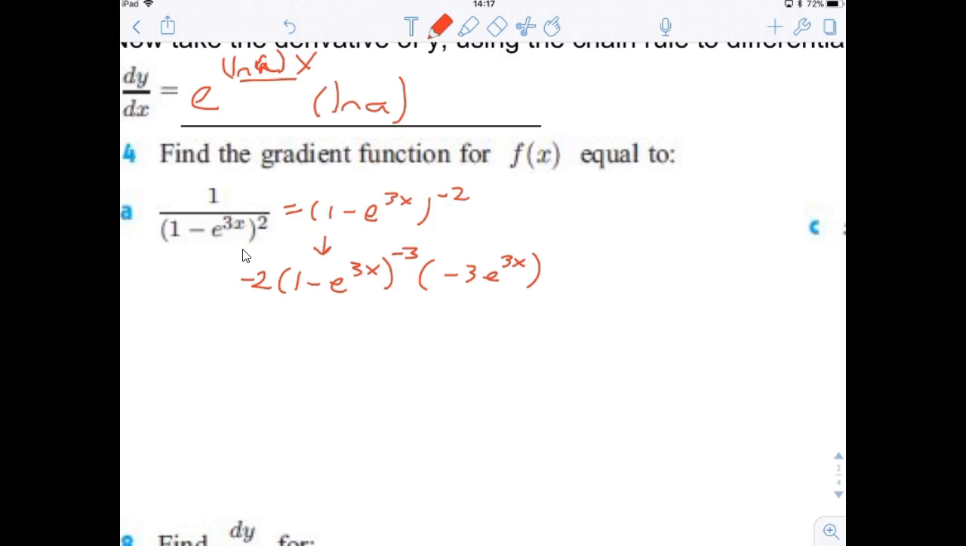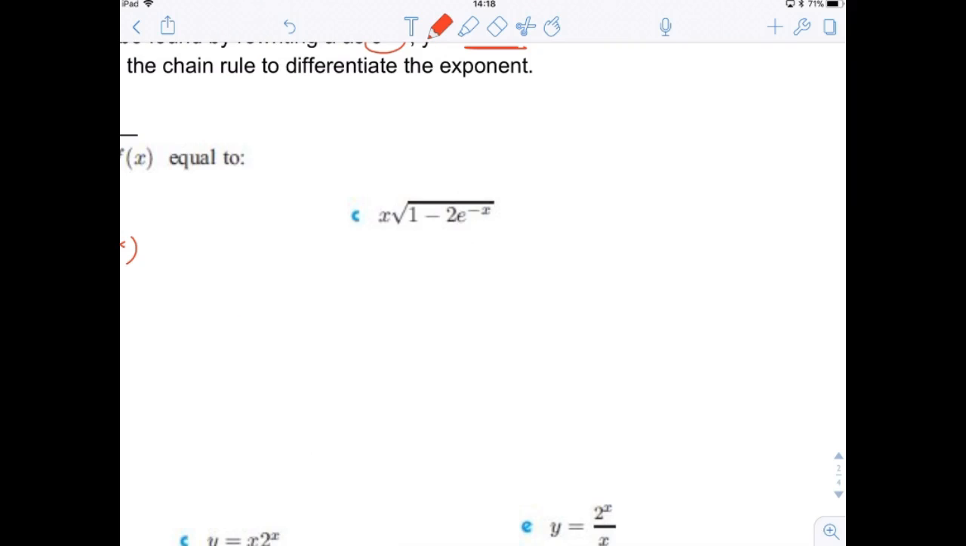If we want to rewrite it as a fraction, negative 2 times negative 3 is 6. On the top, we're going to have e to the 3x, and on the bottom we're going to have 1 minus e to the 3x, cubed. Okay, and that's our answer. Let's move on to C.